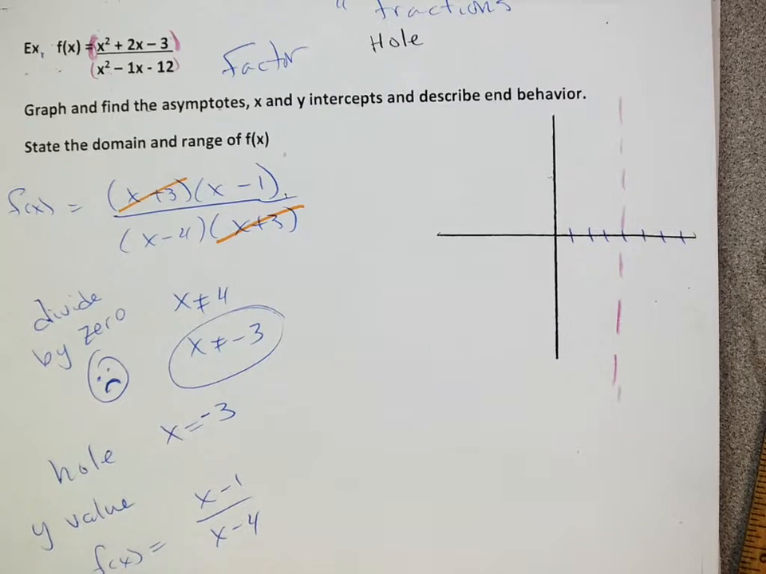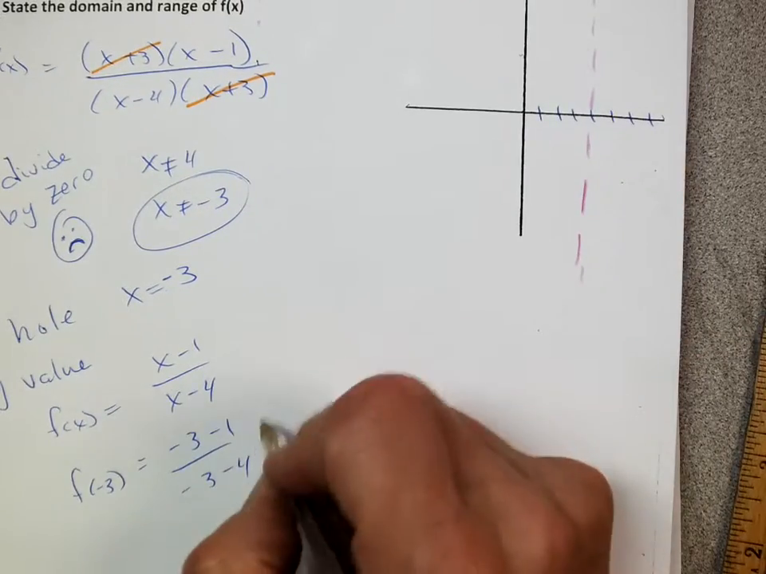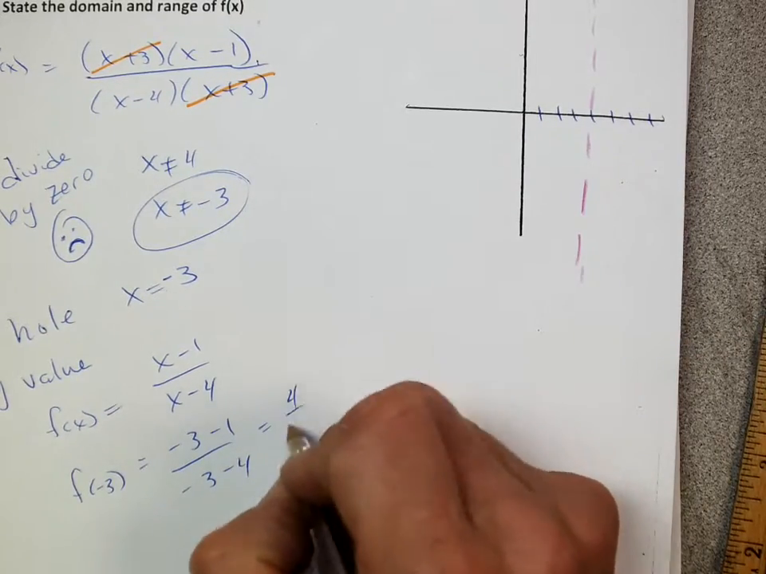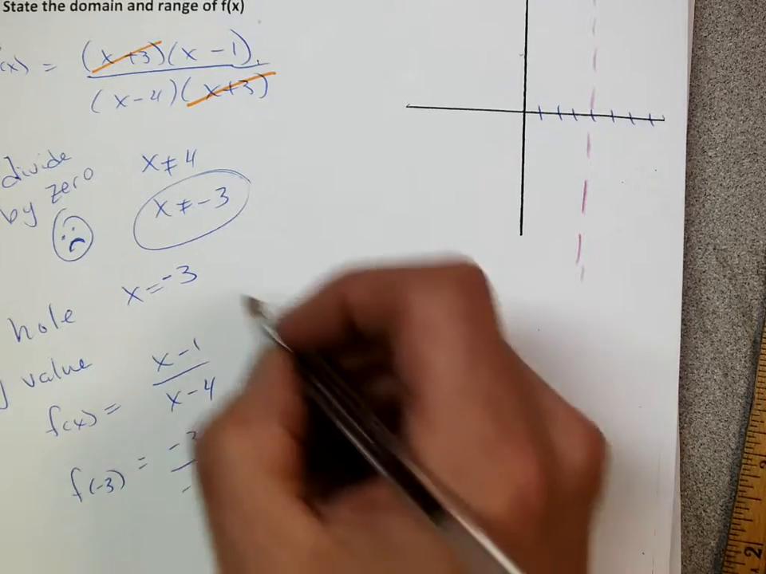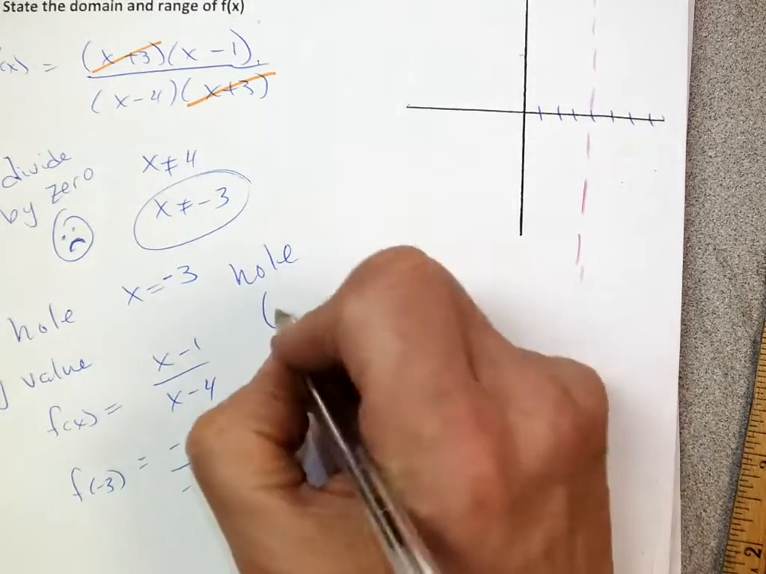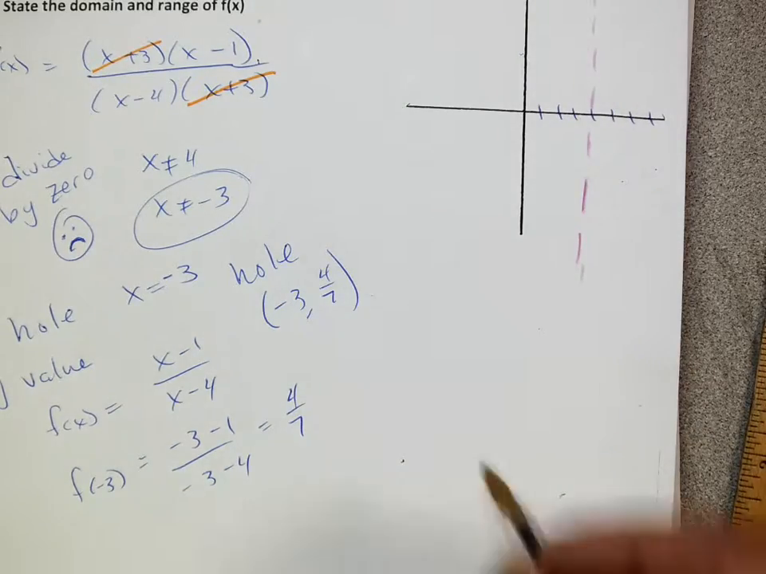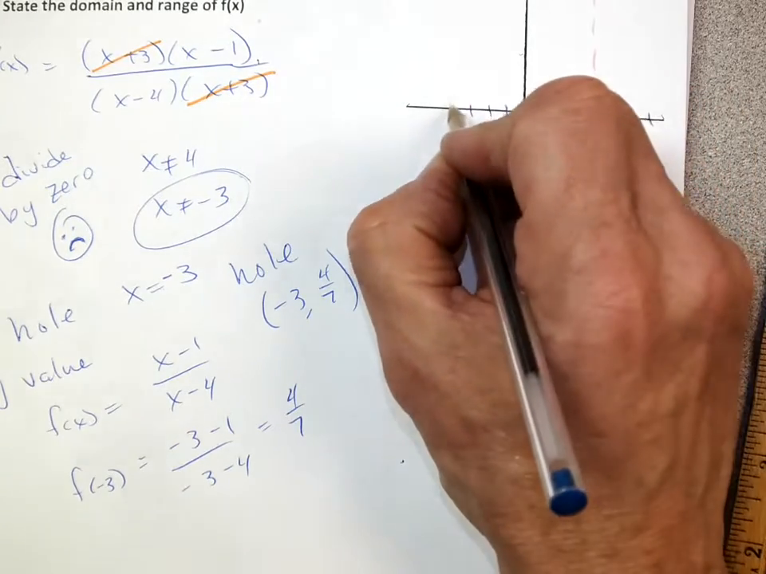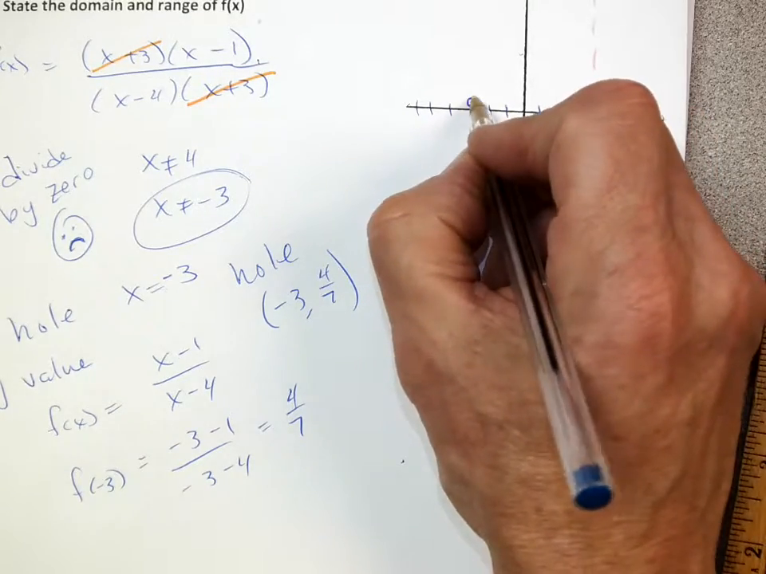So if I plug in the negative 3, f of negative 3 would be negative 3 minus 1 over negative 3 minus 4, right? Which makes negative 4 over negative 7, or 4/7. You okay with that? So the hole has a coordinate at negative 3 and 4/7. Okay, so let me go ahead and put that in. So at negative 3, 1, 2, 3, and 4/7, I put a hole. Okay.